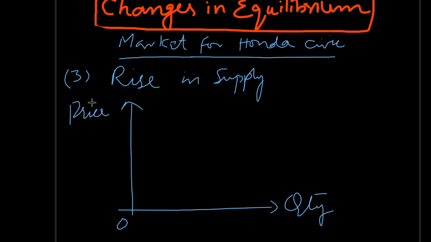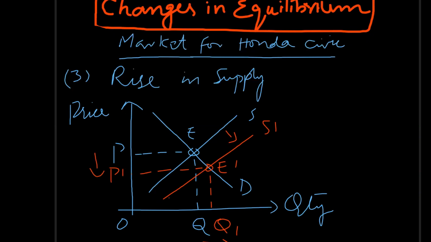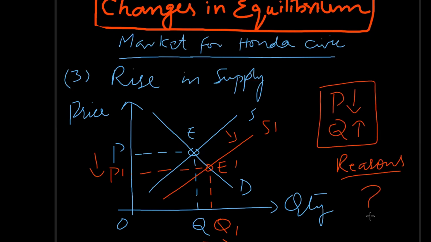The next situation is rise in supply. Again we will follow the same process, label quantity on X, price on Y, draw demand and supply curves, label E to show equilibrium, where equilibrium price is P and quantity is Q. Now rise in supply, as a basic principle of demand and supply, will shift supply curve to the right, and new supply curve is now S1, and equilibrium will move to E1, where we can see that quantity has increased to Q1 but price fell to P1.